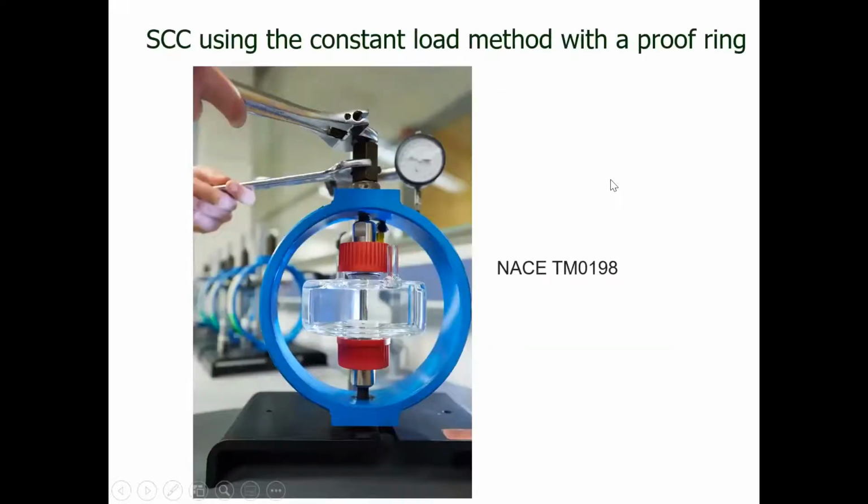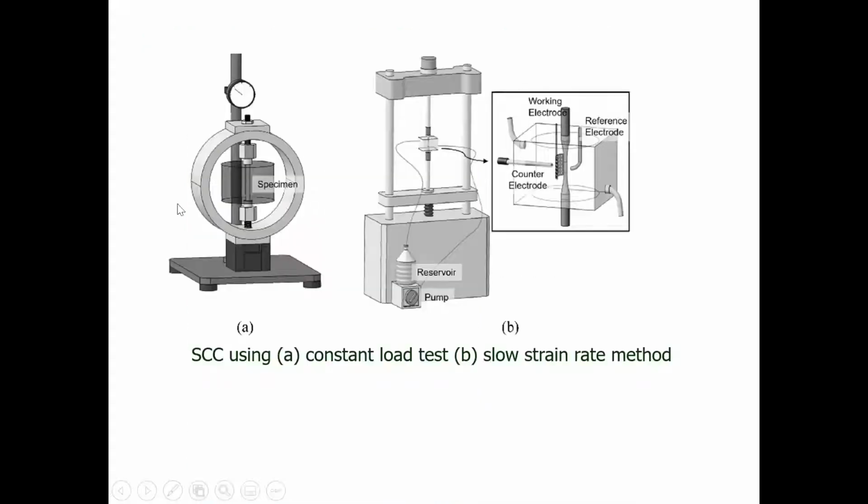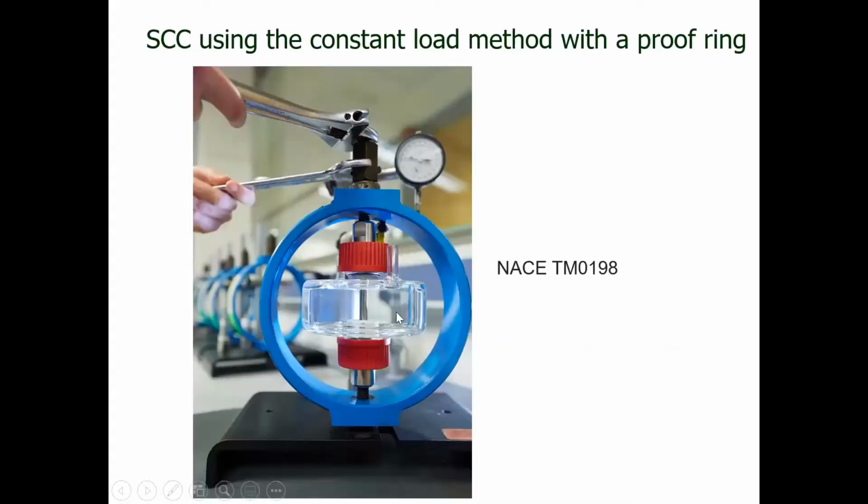Here's a photograph of an actual proof ring. And I should point out that when we're doing these kind of tests, there are standards. This is a NACE test standard, TM0198, a specific test procedure or protocol, which we would have to follow to do the actual test. And this is the real thing. What I showed you before is just a drawing of it.